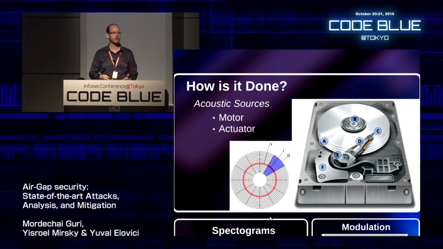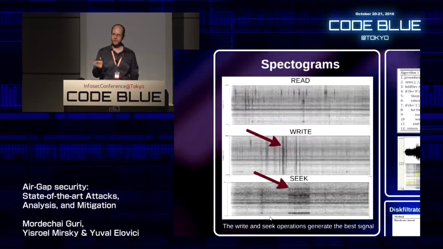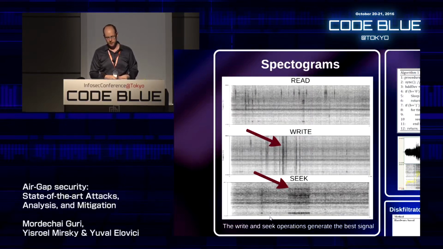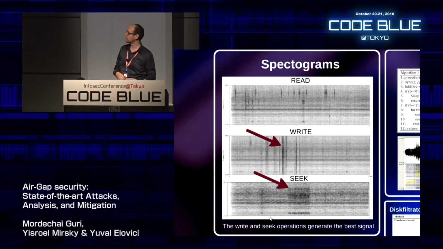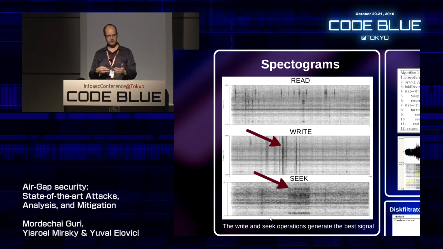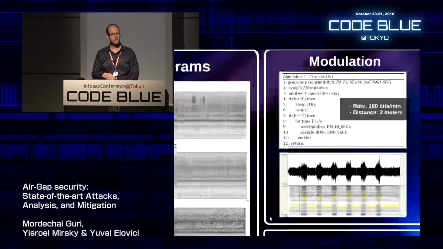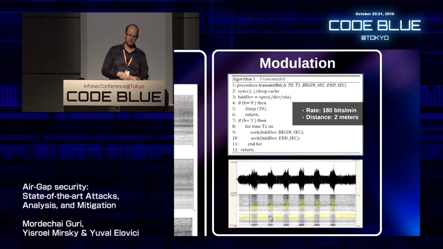Now, how can you make a hard drive make noise? There are two different acoustic sources. You have the motor, which spins the plates, and you have the actuator, which is the head, which moves from track to track to pick up information. So if you look at the acoustic spectrograms here, we see that read, write, and seek each make different kinds of noise across the frequencies. And we found that actually the seek operation made the best signal.